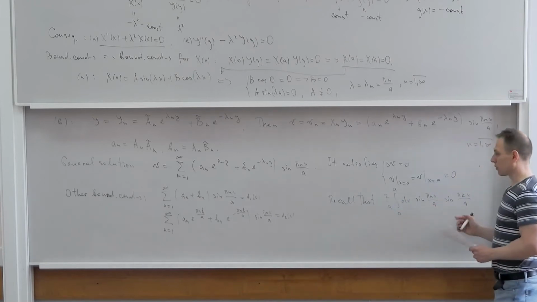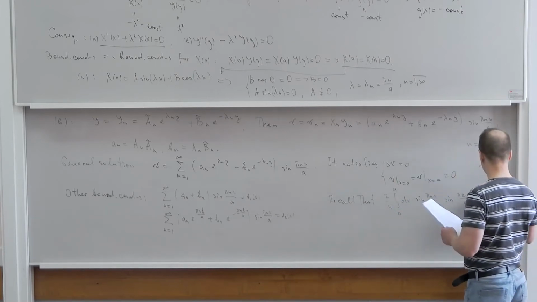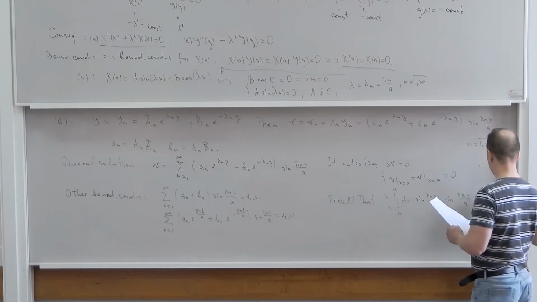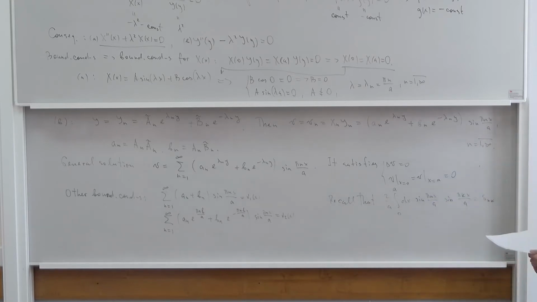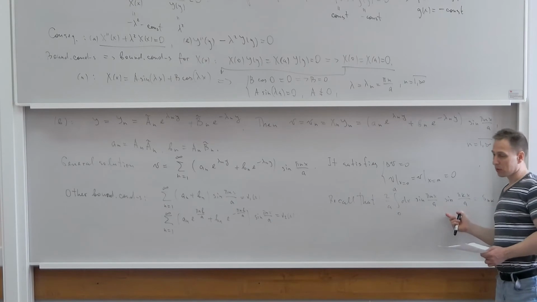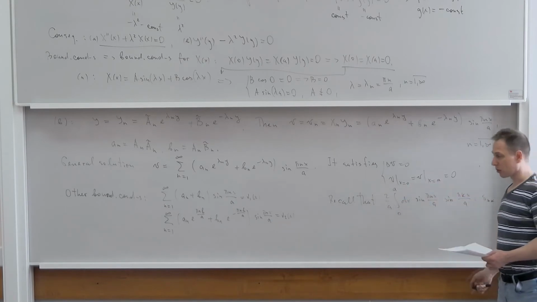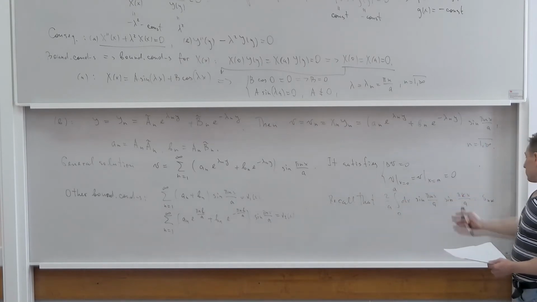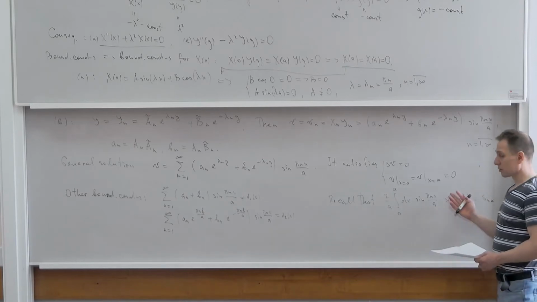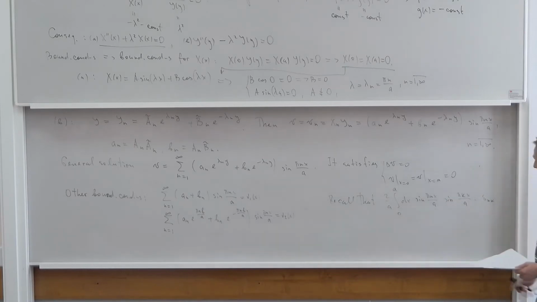That these two are equal to delta n k, that these two functions are orthonormal with respect to such a scalar product. Or we can evaluate these integrals by standard means and convince ourselves that this is indeed the case.